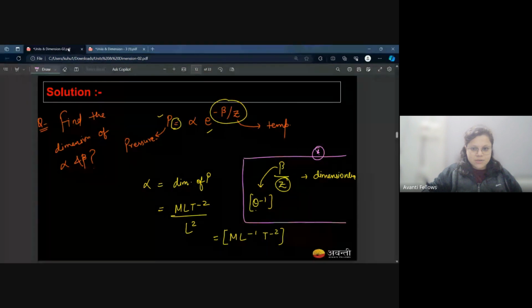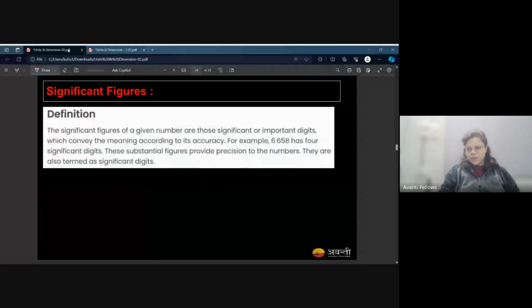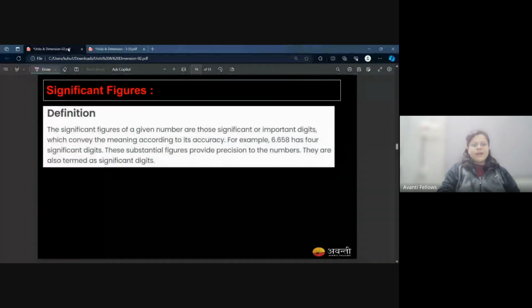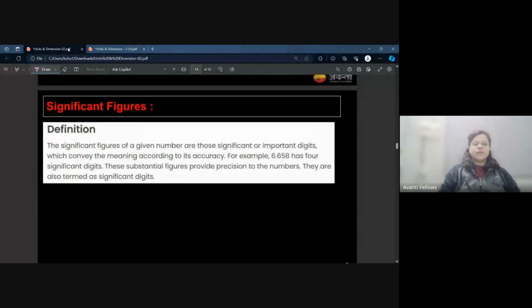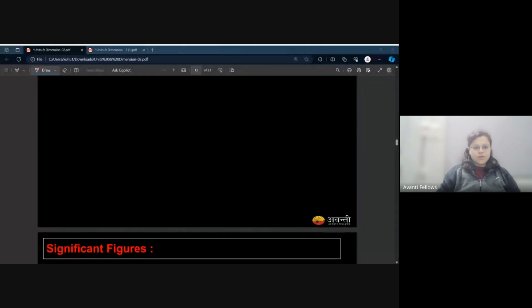Okay, let's move on to the next concept, and that is significant figures. Before reading this out, can you tell me what are significant figures? I gave you pre-work, you have to read at least about significant figures and rounding off. Can you tell me what are significant figures?